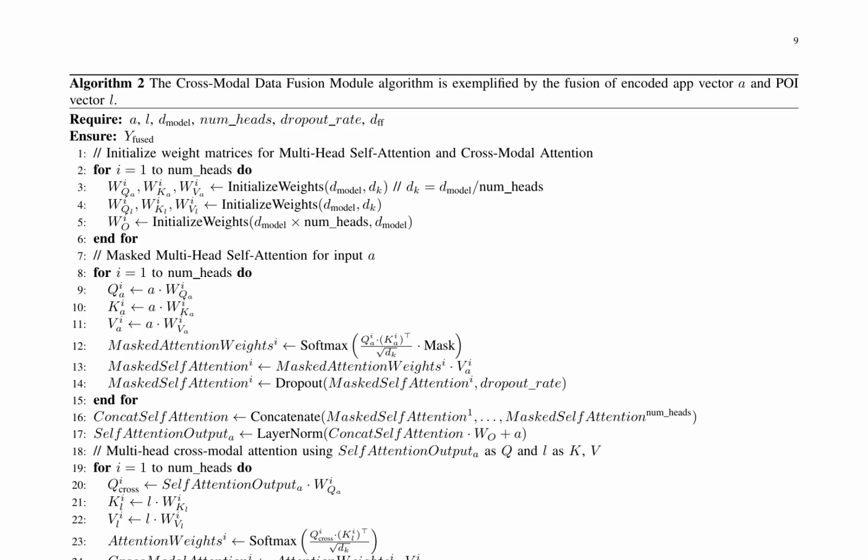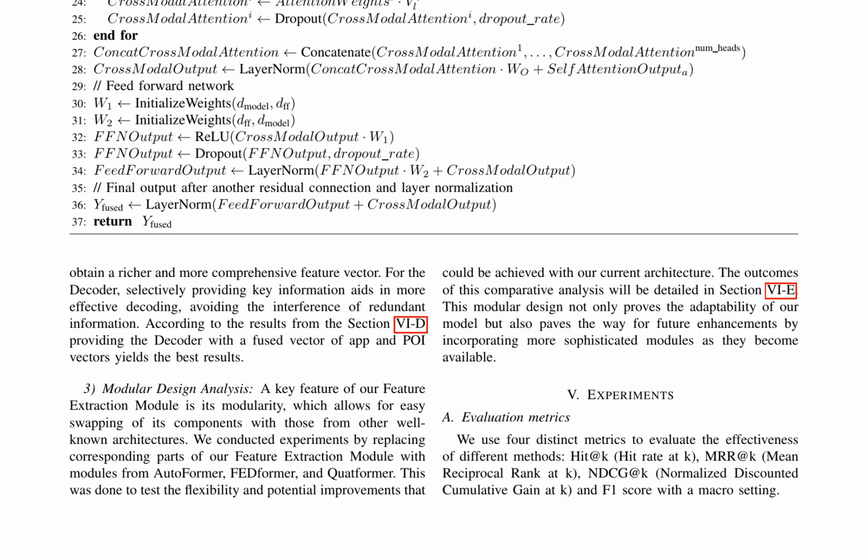The feature extraction module's modularity allows for easy swapping of its components with those from other well-known architectures, demonstrating adaptability and paving the way for future enhancements. The evaluation metrics used include HIT at K, MRR at K, NDCG at K, and F1 score with a macro setting, with baselines including traditional machine learning classifiers and various deep learning models.